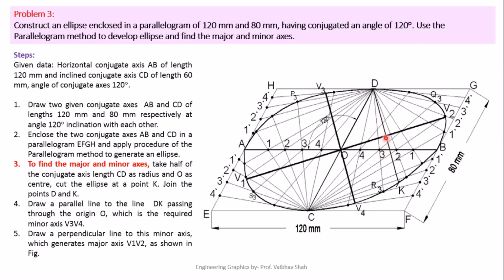Now the next step is to draw a line parallel to your DK line passing from your O point, which must be your V3, V4 line. After getting this V3, V4 line, you will draw a line perpendicular to it, because we know that minor axis and major axis are mutually perpendicular. We'll have one endpoint on this side, V1, on the ellipse, and one endpoint on the other side of the ellipse, which would be V2. So these V3, V4 and V1, V2 will specify your major axis and minor axis.